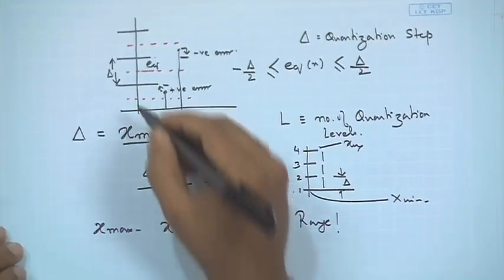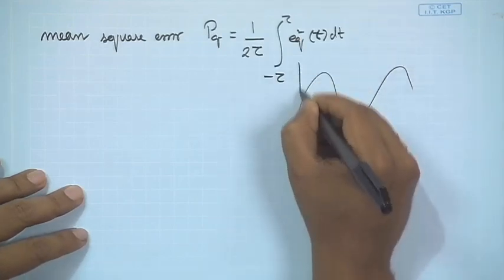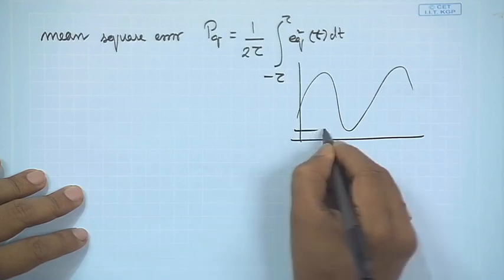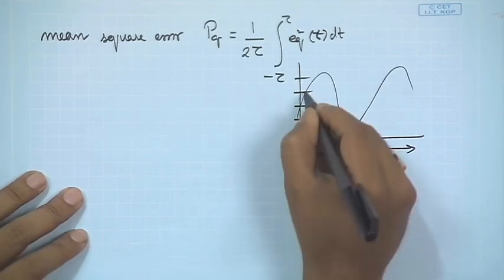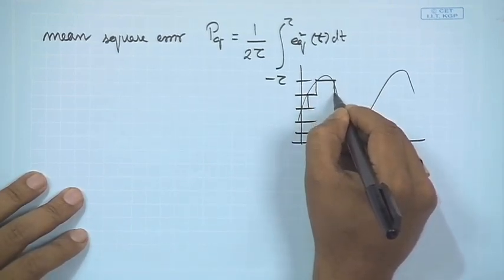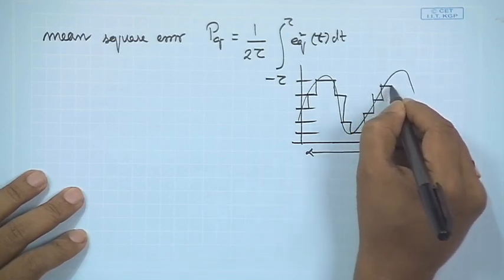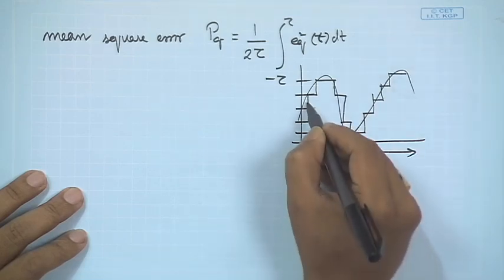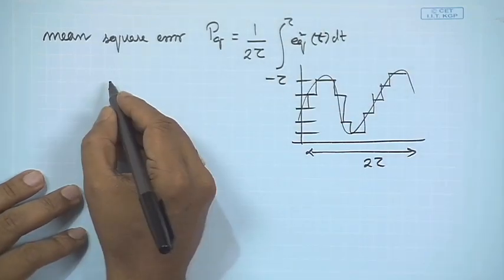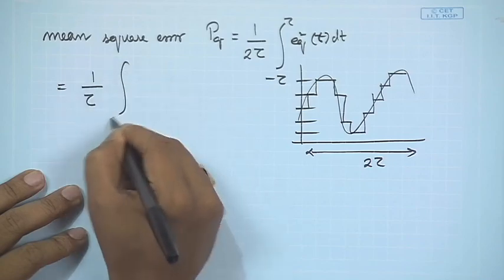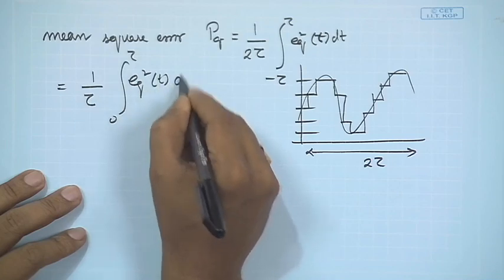We are assuming there is a signal which is proceeding. For example, we have a sinusoid, and there are certain quantization levels and we are observing it over a certain duration, which is 2 tau. So, this has been quantized in this form, let us say. Every time there is an error, you are squaring that value and then integrating over this interval. What you get as a result is 1 over tau integral 0 to tau, because it is symmetric in both directions, eq squared t dt.